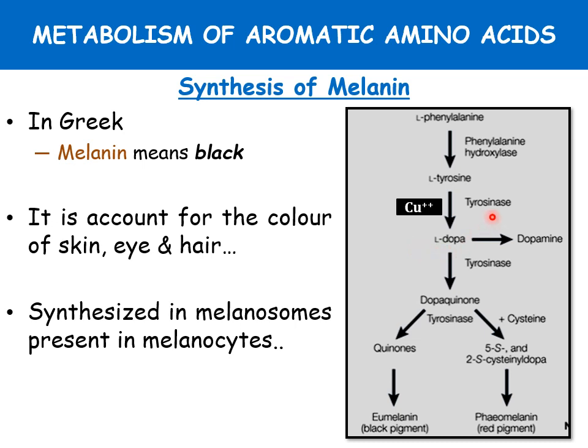Now, the same tyrosinase enzyme converts Dopa to dopaquinone, and this dopaquinone is again polymerized to form quinones, and ultimately it forms eumelanin, a black pigment, which accounts for the color of skin, eye, and hair. This melanin pigment is synthesized in the melanosomes and is present in the melanocyte cells.